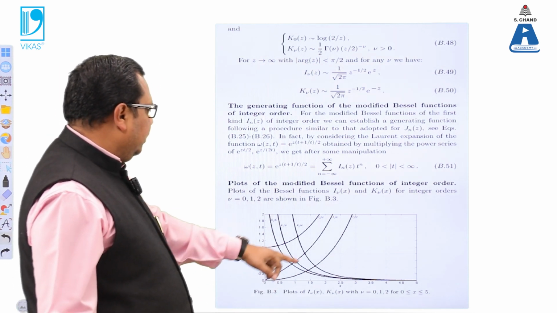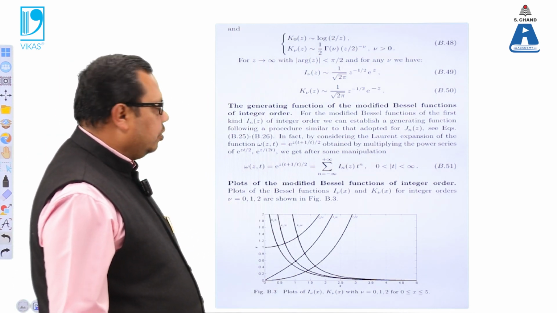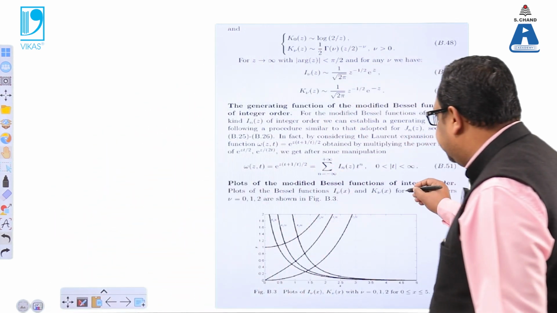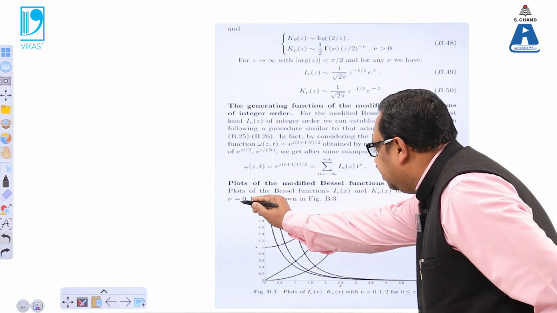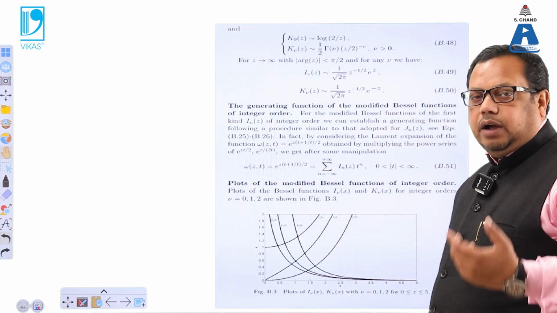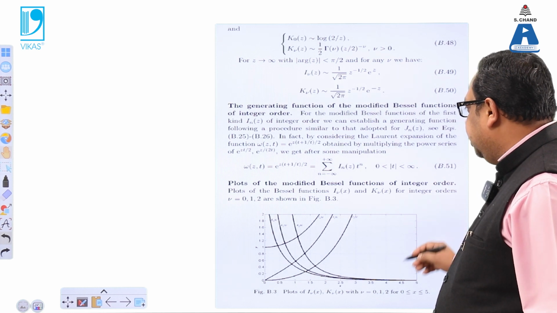We can see the difference in the wave equation also, where we have I_v(x), we have K_v(x), and we are using the variables v equal to 0, 1 and 2 and showing the variation here. So in the graph plot we are showing the variation.